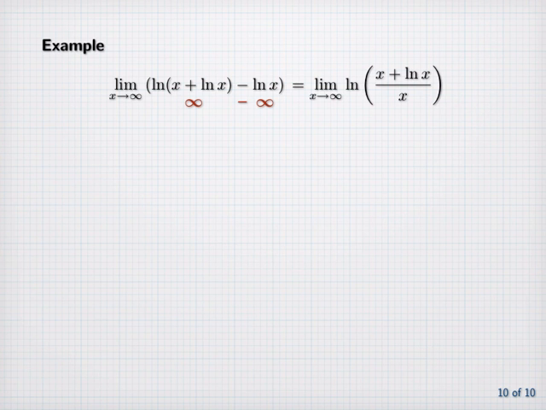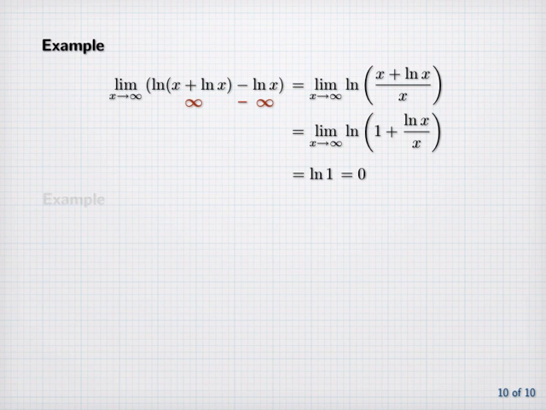Another example. Let's find the limit as x goes to infinity of the natural log of x plus the natural log of x minus the natural log of x. Notice that as x goes to infinity, both terms are approaching infinity. Now, since we have the difference of natural logs here, we can combine terms by writing the log of the quotient. Now let's take the x plus log x divided by x and break that up into two terms. Now we know that as x goes to infinity, the natural log of x divided by x approaches 0. Therefore, this limit is equal to the natural log of 1, which is 0.